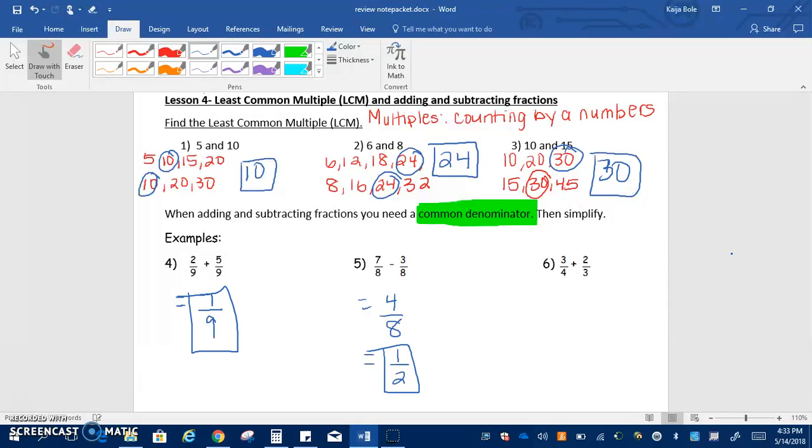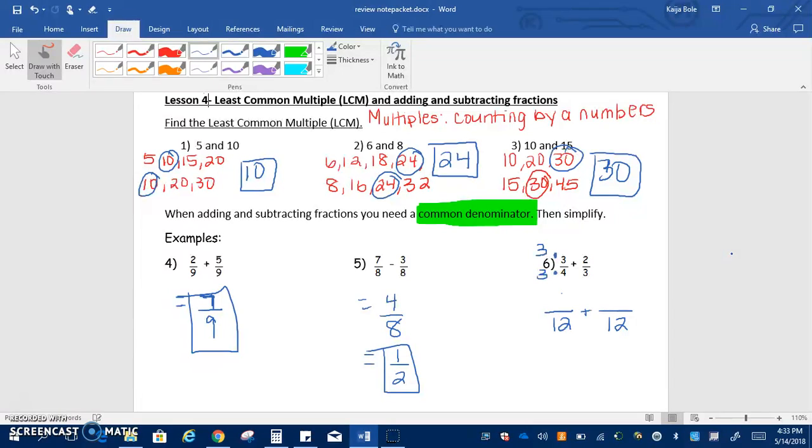On number 6 here, we have 3/4 plus 2/3, so stop. No common denominator, so we need to make one. So the least common multiple of 4 and 3, well, they both can multiply to make 12. So we need to make the denominator be 12. How do we get from 4 to 12? We multiply by 3 on the bottom and on the top.